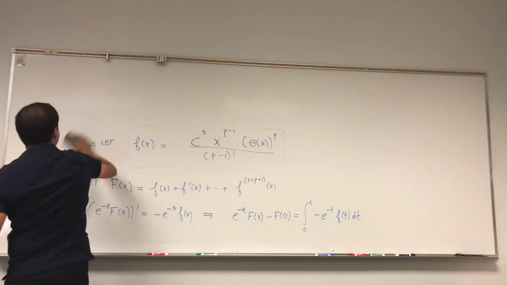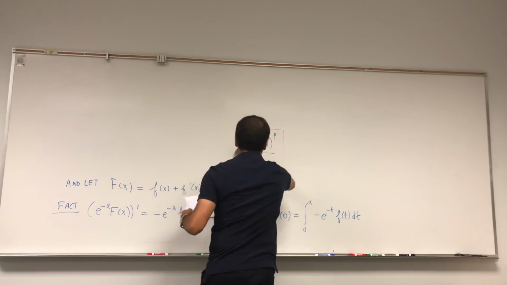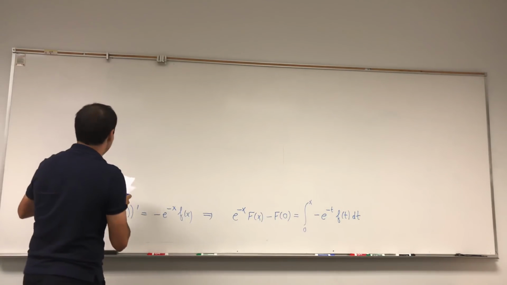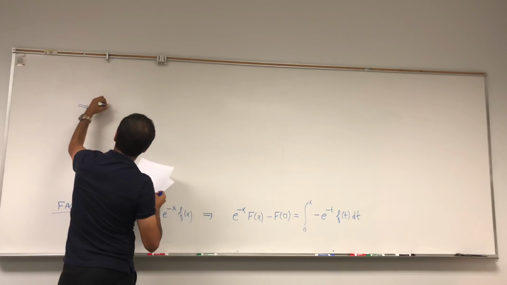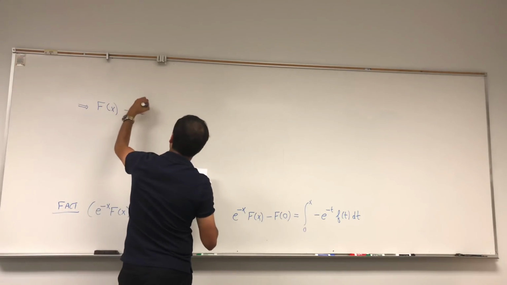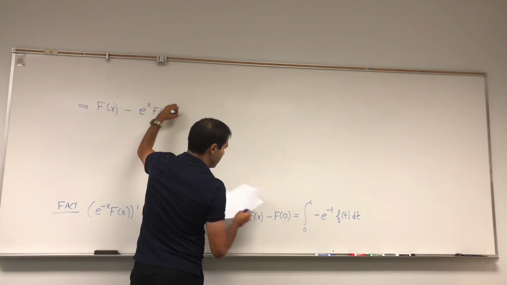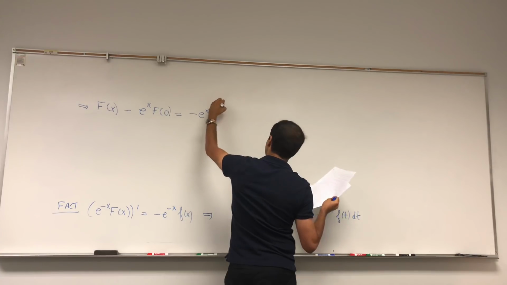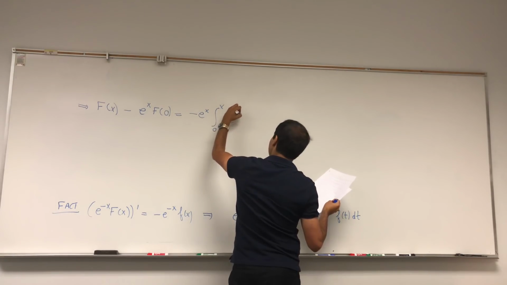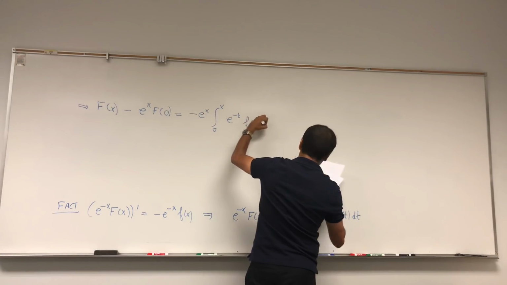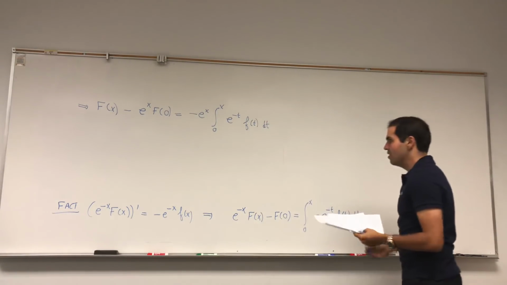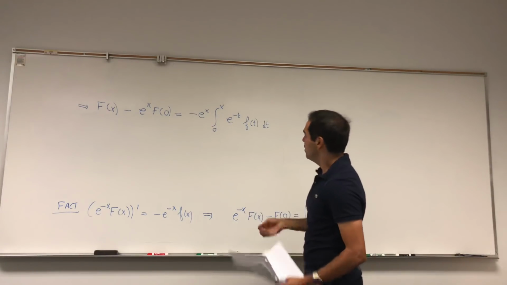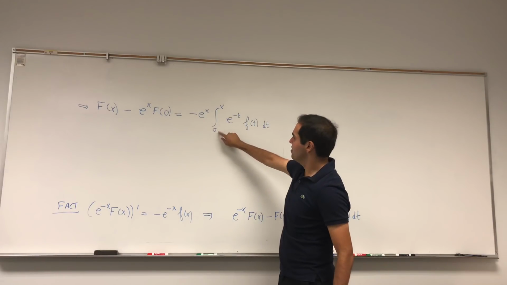It's a pity, because I might need the definition of little f, but it's okay. Let's just do some calculus first. So, f(x) minus e^x f(0) is, we have this minus sign, so minus e^x, integral from 0 to x, e^{-t} f(t) dt. And as if this is not bad enough, we actually want to use another change of variables, to normalize this a little bit.